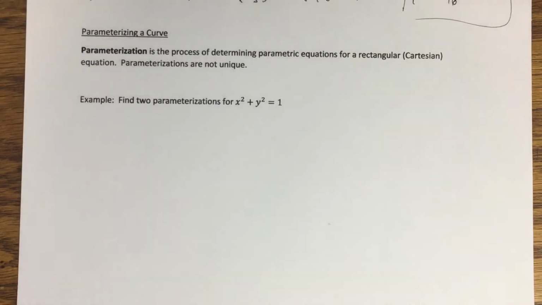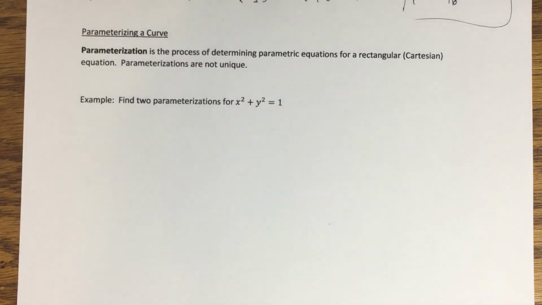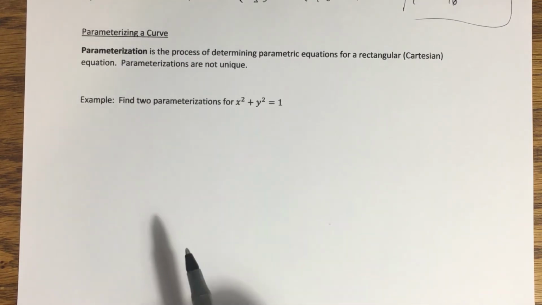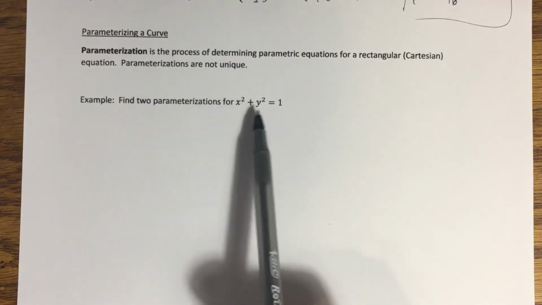So I had talked a little bit about this, but what is parametrizing a curve? Parametrizing a curve, or parametrization, is what we're doing when we're basically doing the opposite of eliminating the parameter. Instead of trying to get parametric equations into the form of a rectangular equation, we're starting with a rectangular or a Cartesian equation and trying to get parametric equations that correspond to whatever curve this represents. So in this example, what I want to do is find two parametrizations for this curve.